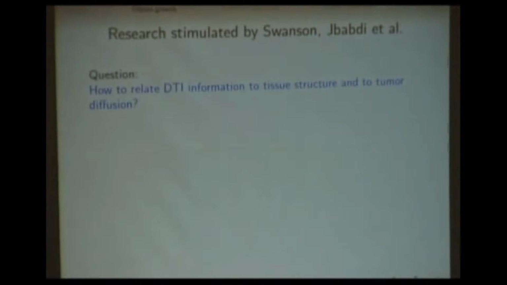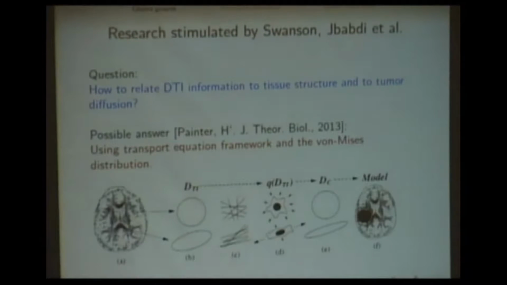Now the question still remains how to really relate the water diffusion tensor to the tumor diffusion tensor. Jbabdi presented one way, but it was not physically motivated, and so maybe we can do better. And so here's a schematic which I developed with Kevin Painter from Harvard University. So now for the rest of my talk, I would like to do this, A, B, C, D, E, and F. So let me walk you through this a bit.